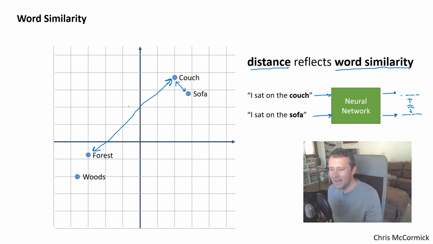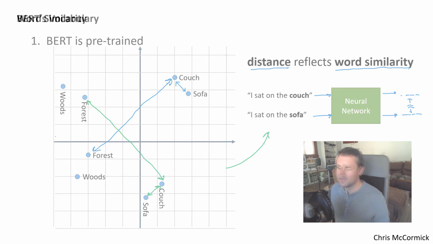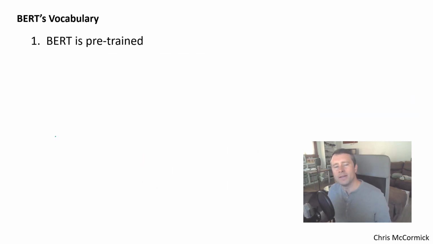To demonstrate that, let's say you took these same four words, but put them at completely different places on this plot. So none of the feature values are the same as the previous location. But so long as these relative distances are the same, then our word embeddings are doing their job, and we get this behavior over here that we wanted. Let's move on now to talk about word embeddings in BERT specifically.